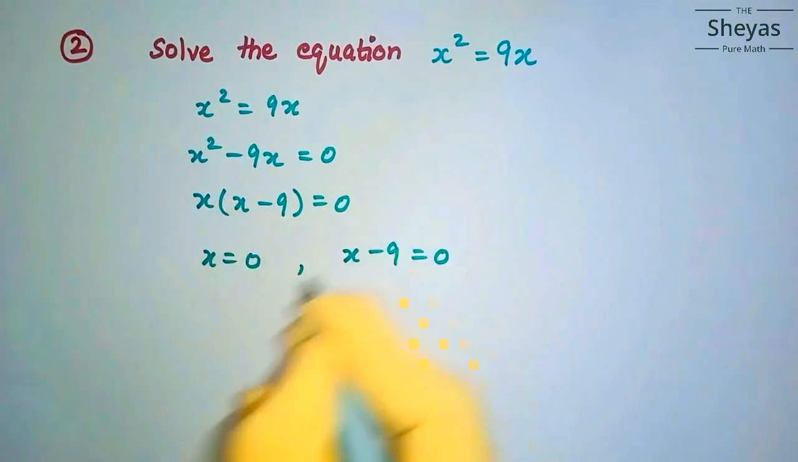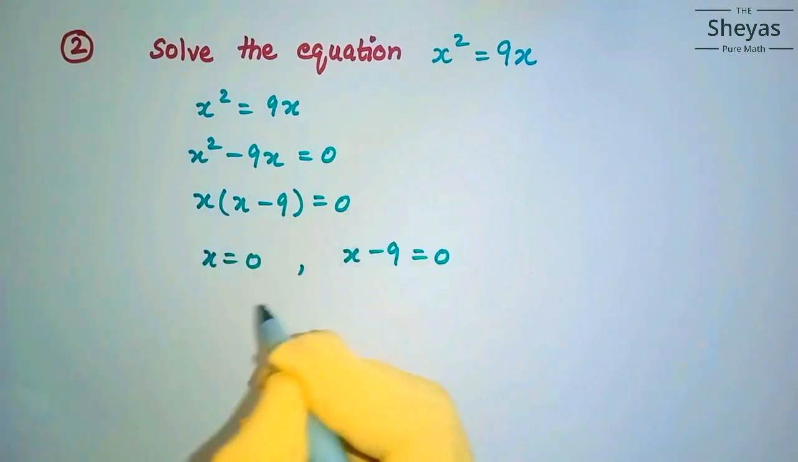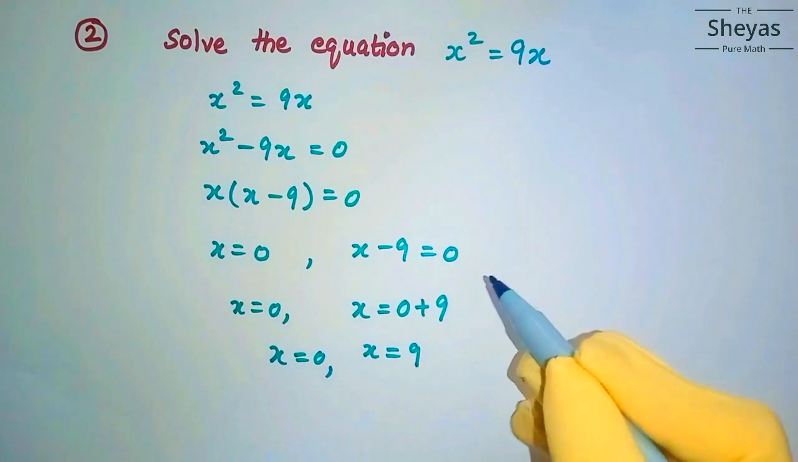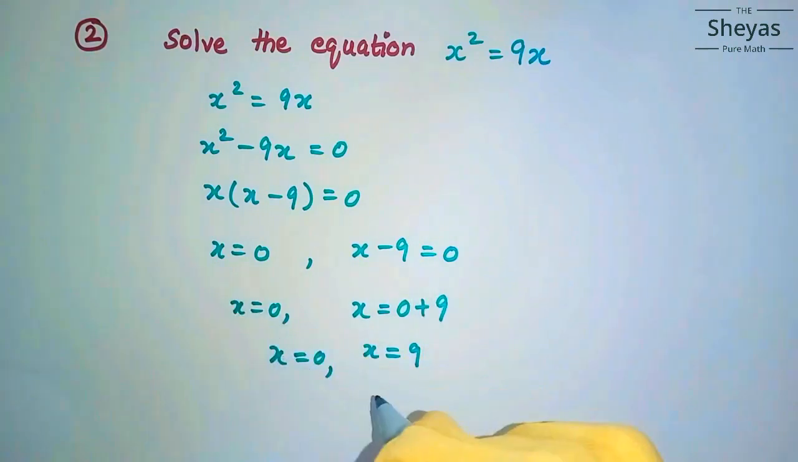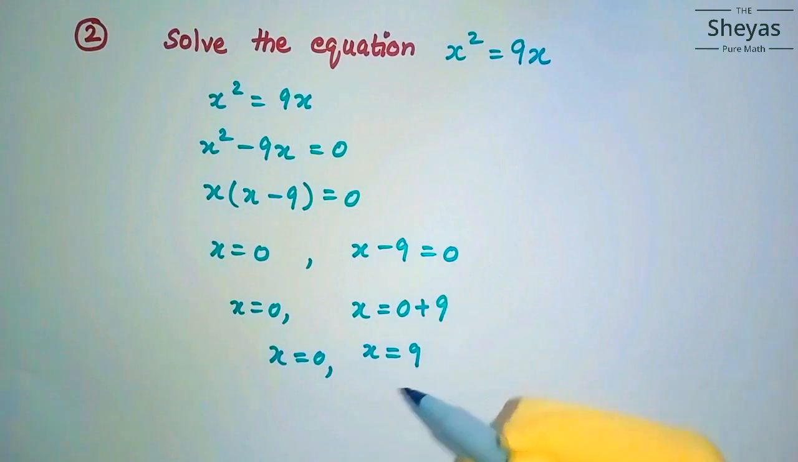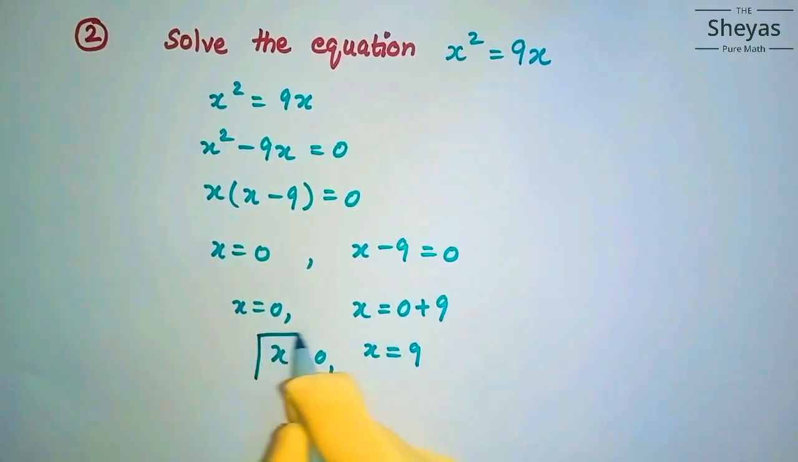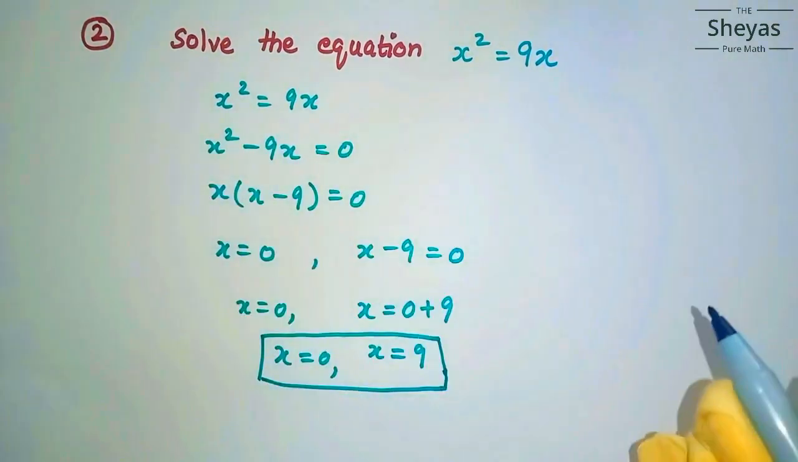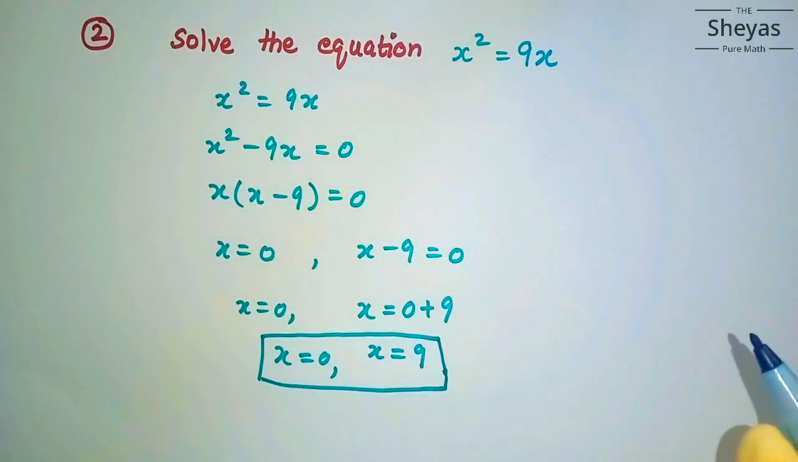We can equate like this, x is equal to 0 or x minus 9 is equal to 0. Therefore, x is equal to 0 you can write as such. x minus 9 can be written as 0 plus 9, that is x is equal to 9. So x is equal to 0 and x is equal to 9 are the required solutions of the equation x square is equal to 9x. Now let us do the next problem.